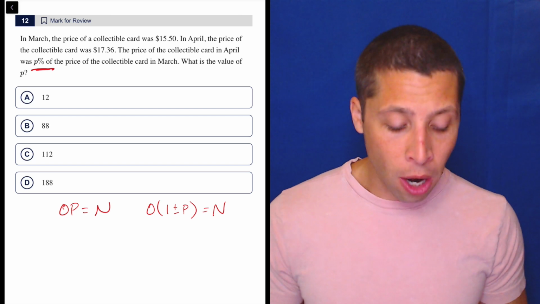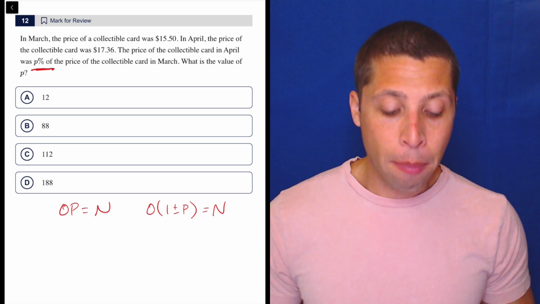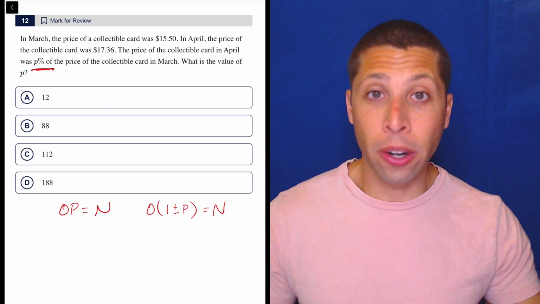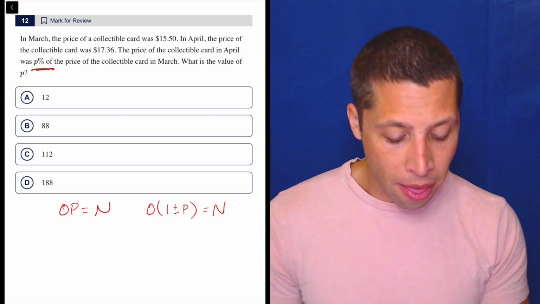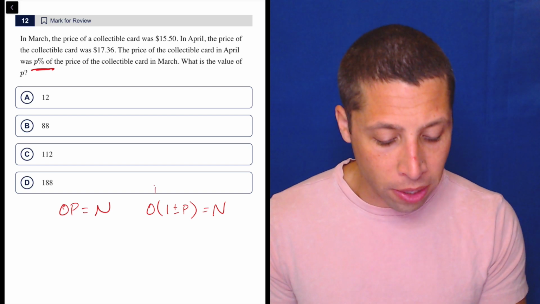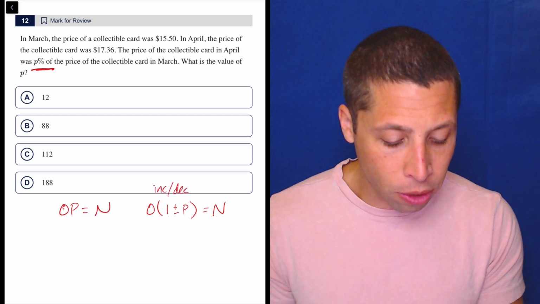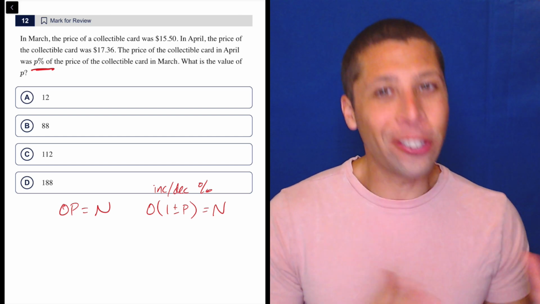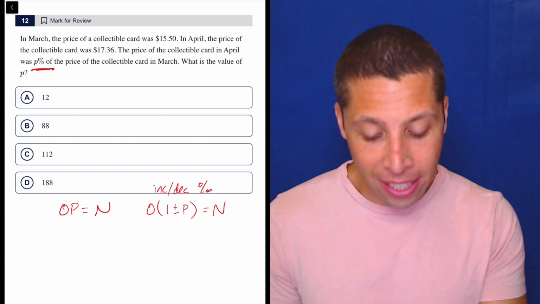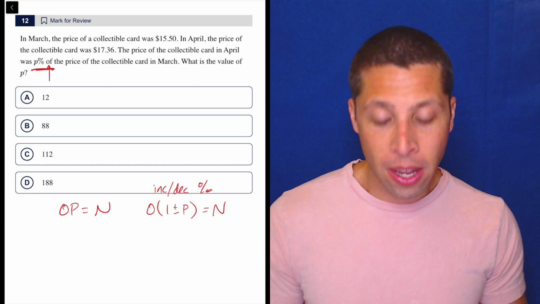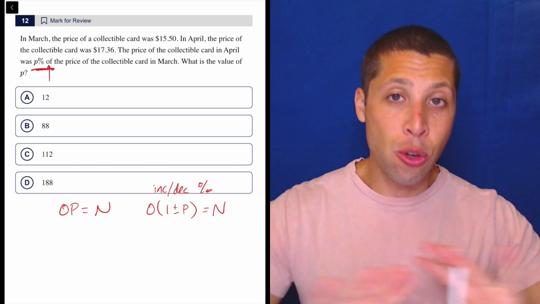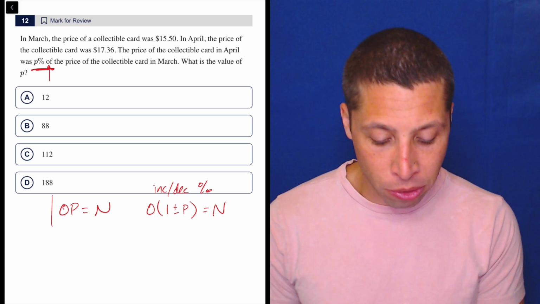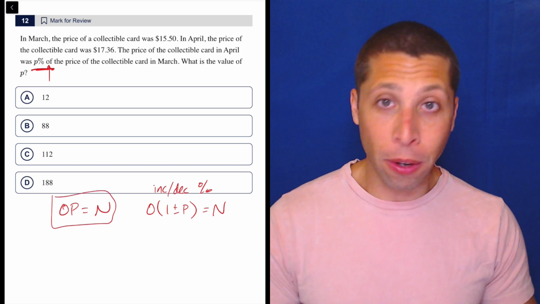So many of you are going to use the wrong formula here, because in your mind, you're like, oh, they're increasing by a percentage. That's what this formula on the right is for. This is for an increase or decrease in percent change. And it is increasing, but that's not how they're asking it. The key word is the word "of." When they use the word "of," that is a normal percentage. That is when we use the normal basic OPE formula.